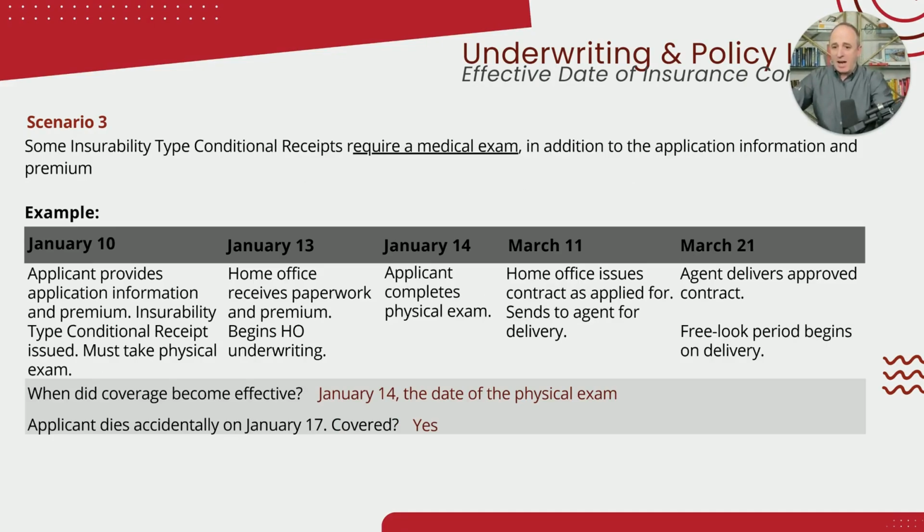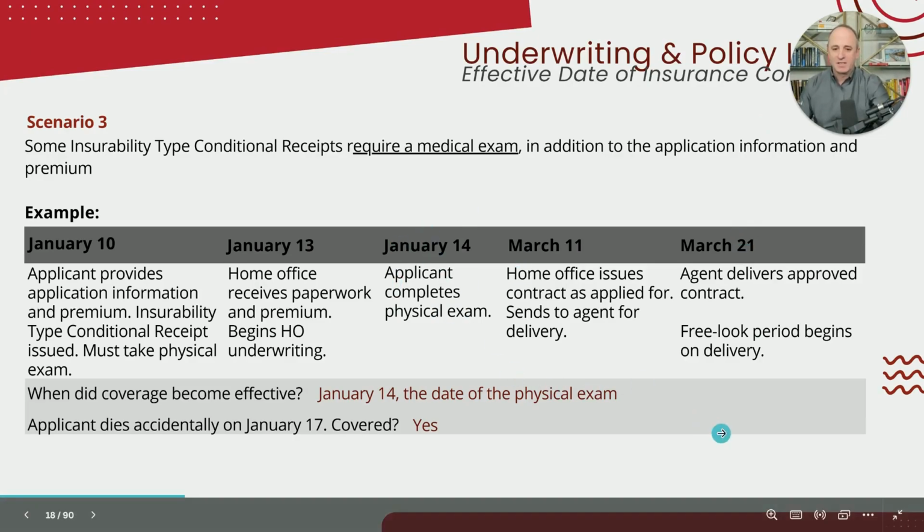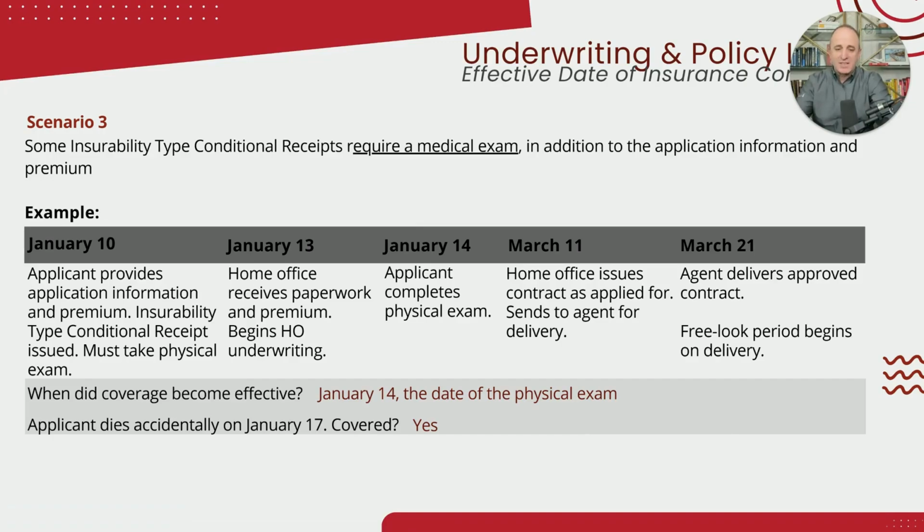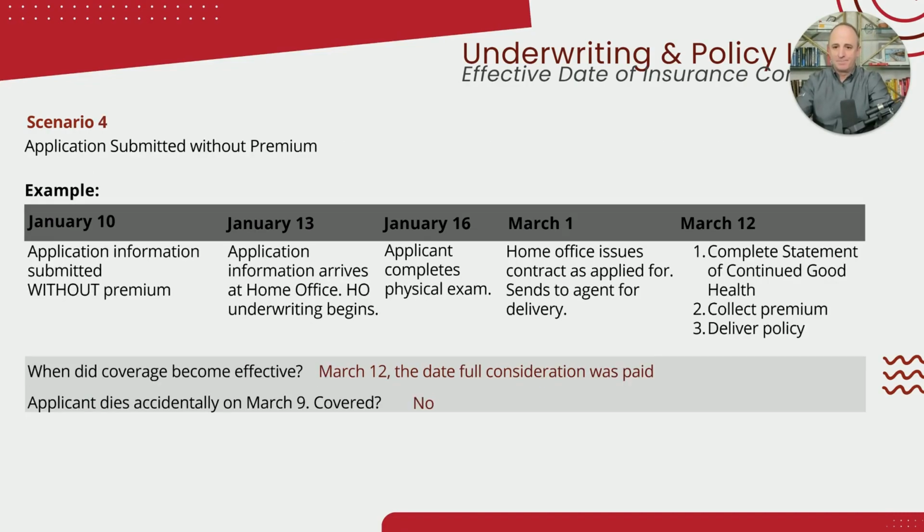They provide the application information and the premium. The conditional receipt is given. They have to take a physical exam. On January 14th, they complete the physical exam. On March 11th, the contract is issued, again as applied for. The coverage became effective when? This date here, when the applicant completed the physical exam. If it's required, that's when coverage kicks in. So that's the date that it started. The applicant died on January 17th, so it was covered because it was after the date of that physical exam.